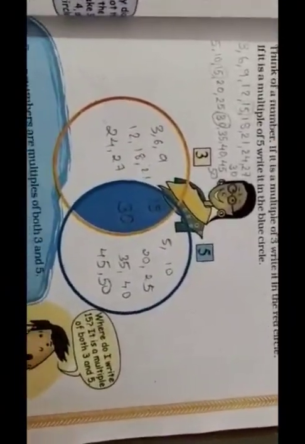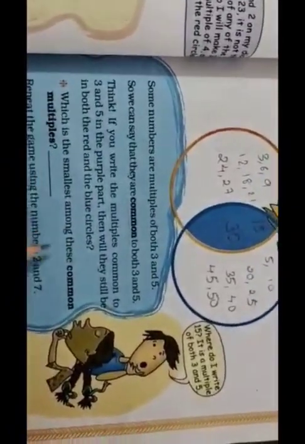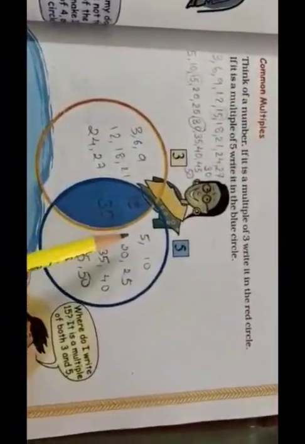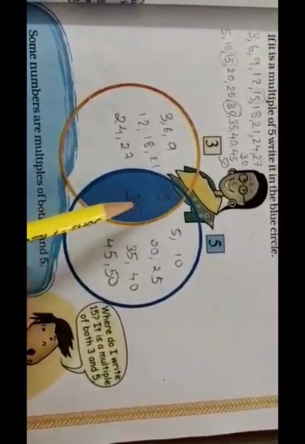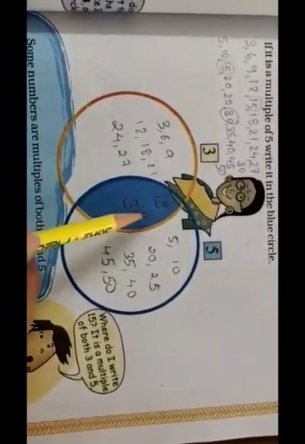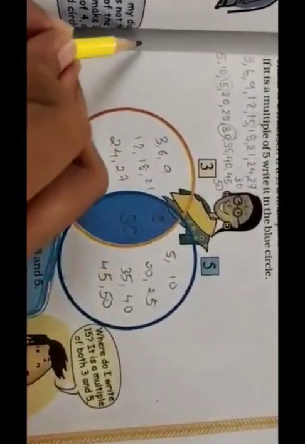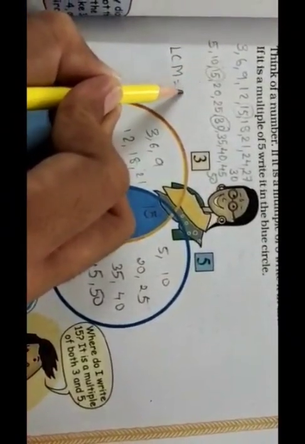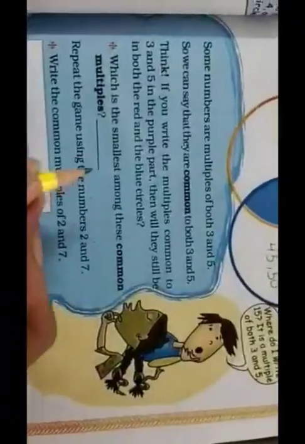Now regarding the questions. Which is the smallest among these common multiples? We are supposed to find out the LCM also. The common multiples are 15 and 30. Out of 15 and 30, which is the smallest one? So 15 is the smallest one. So what is the LCM of this number? The LCM is 15. So we will write down here the LCM is 15.